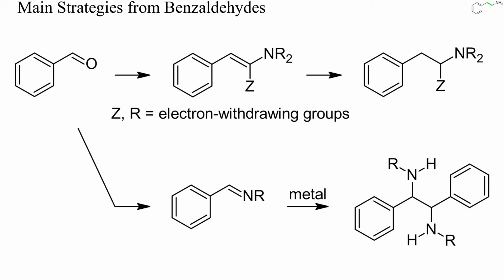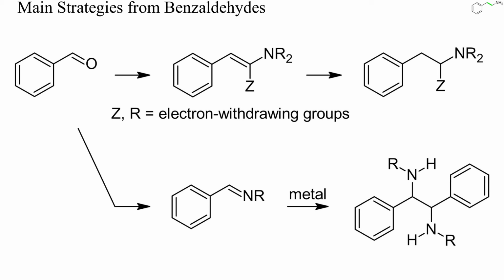Many examples have been reported of the condensation of benzaldehydes with activated amino acid derivatives such as azlactones for the preparation of phenylalanines. Enantioselective hydrogenation of the intermediate aminocinnamates was one of the first examples of enantioselective catalysis.